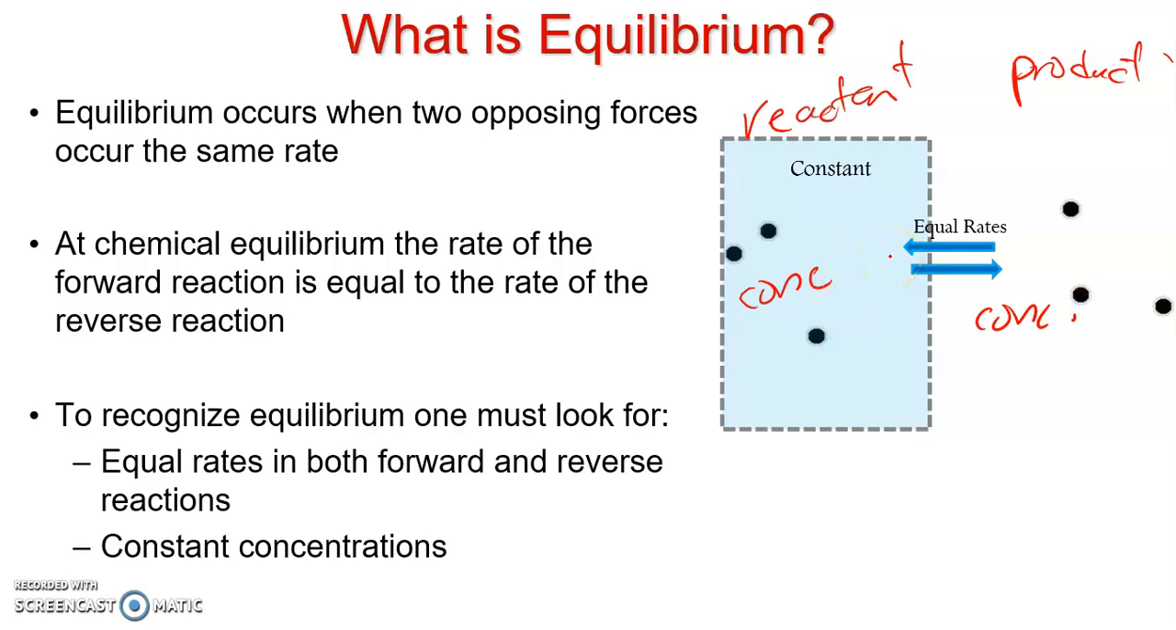So to recognize equilibrium in any graph or in data, we can state that first, there is an equal rate in both the forward and reverse reactions, like this animation, and second, there is a constant concentration of the reactant and also the product.